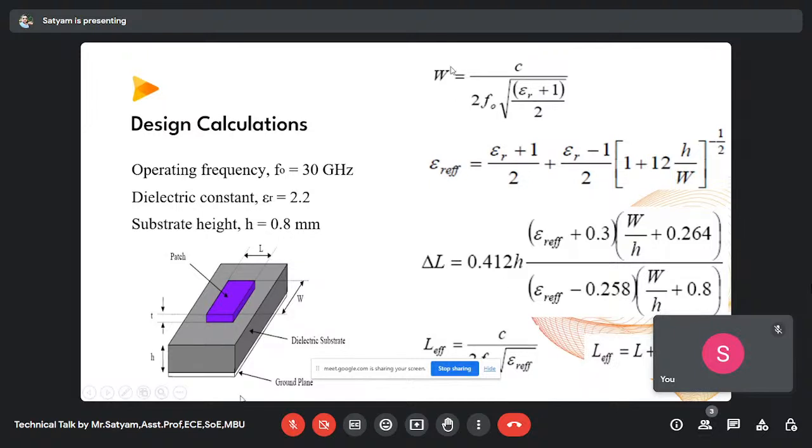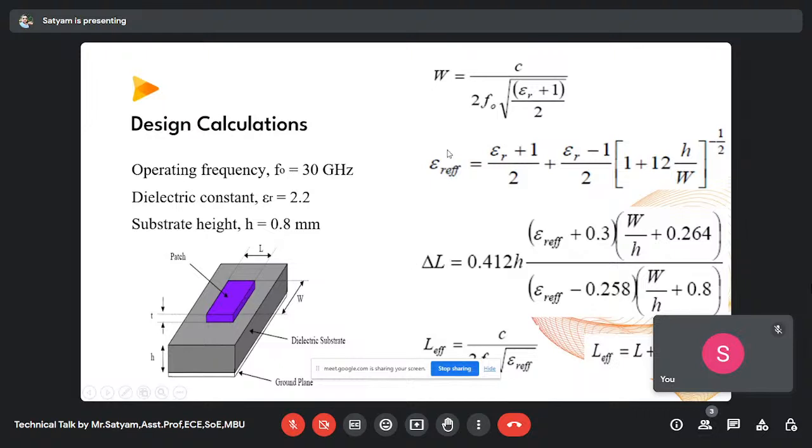And here are the formulas. The first one is the width, then epsilon r effective. Here is delta L. Delta L talks about the fringing length, right? Which is not the actual length, it is the fringing length. And then there is L effective. So first we'll calculate the width, right? F naught will be 30 gigahertz, epsilon r is 2.2, c is the velocity of light, right? So we will calculate the width of the patch.